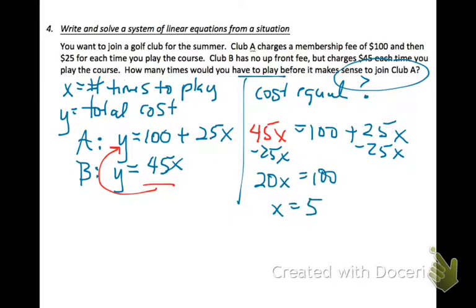x equals 5 times. So after 5 times, then Club A is going to pay off, because then each time you play after that, it's only $25 as opposed to $45. So it would make sense that if you have to play 5 times and then more than that, you would want to join Club A.